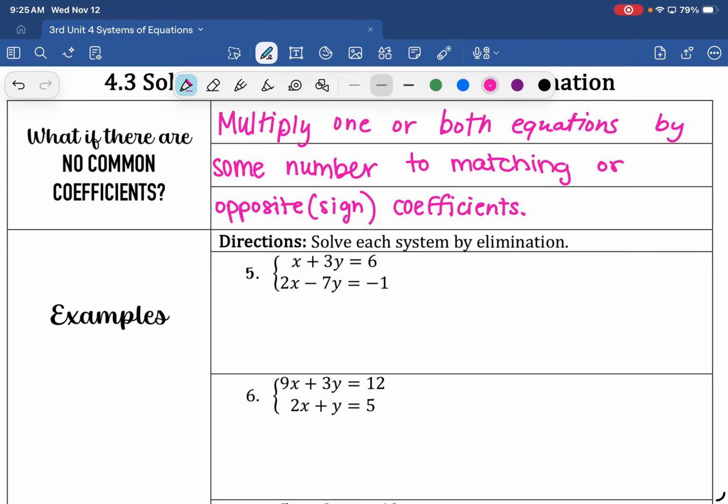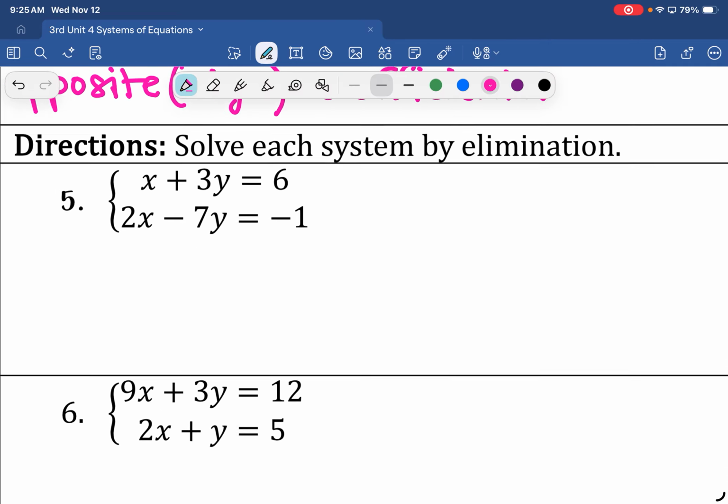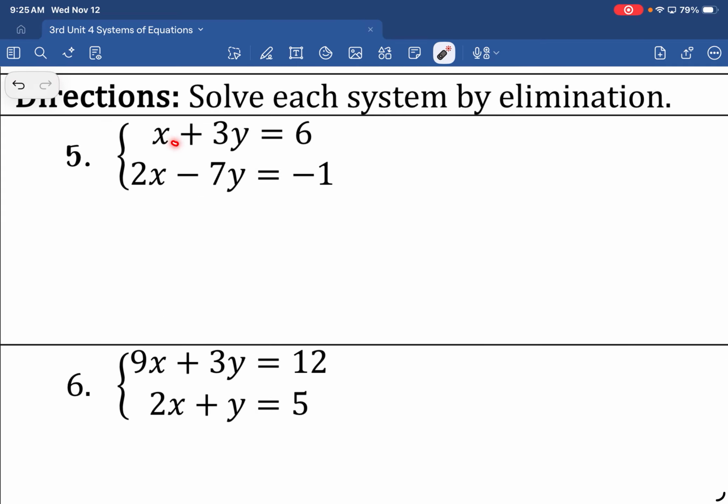So we're going to go ahead and look at number 5. Number 5 is already lined up. X's are over X's, Y's are over Y's, constants are over constants, equals are with equals. So as of right now, do we have any common coefficients? No, okay? But do we have somewhere that we could multiply to create common coefficients? Where?